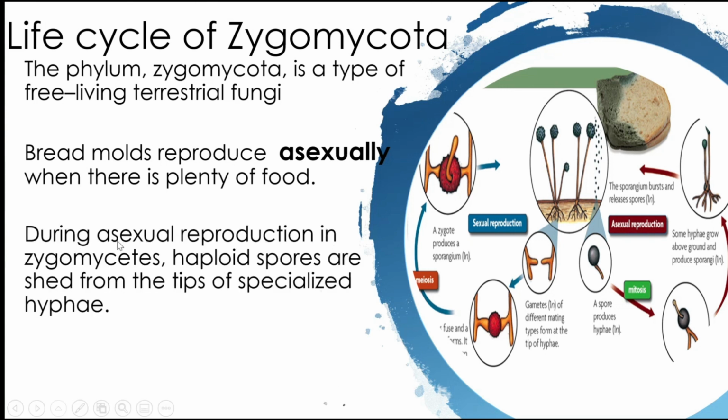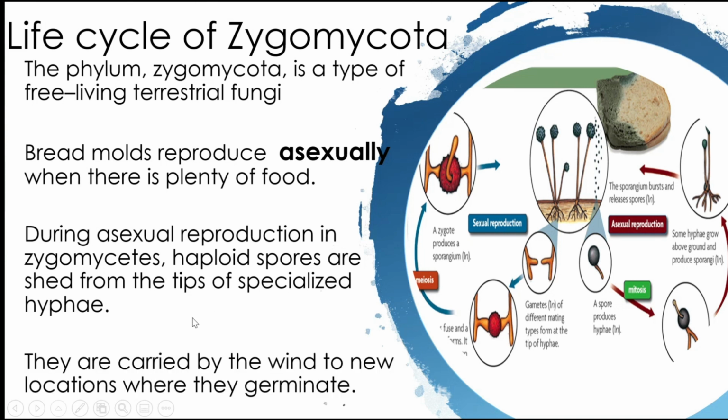So during the asexual reproduction in zygomycetes, the haploid spores are shed from the tips of the specialized hyphae. They are carried by the wind to new locations where they germinate. If we are looking here at the asexual reproduction, here we have the sporangium. Sporangium is singular, sporangia is the plural. Inside it there are the spores. This sporangium will rupture, and those spores will be spread.